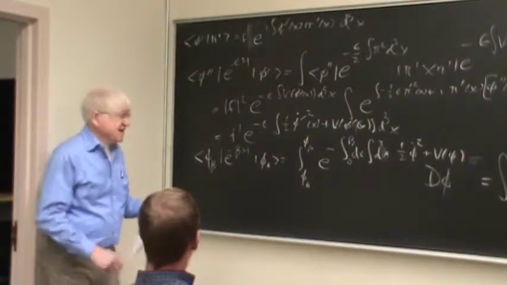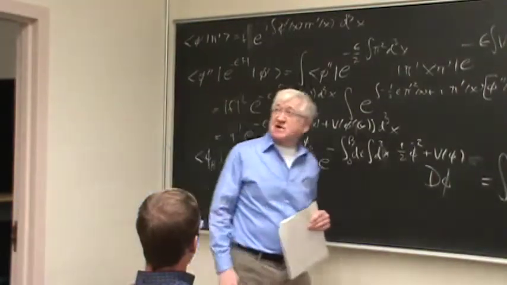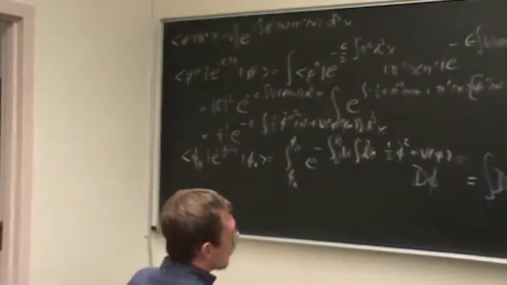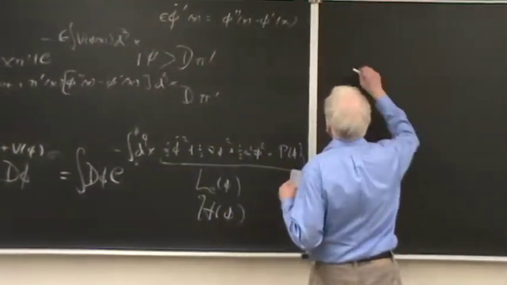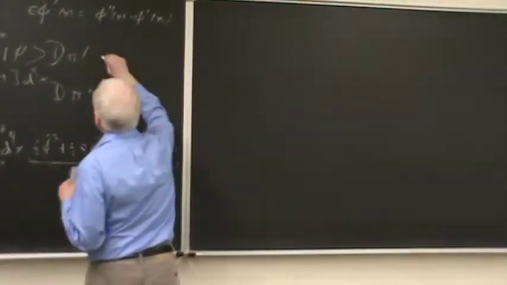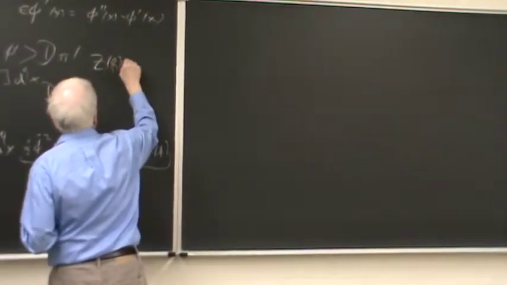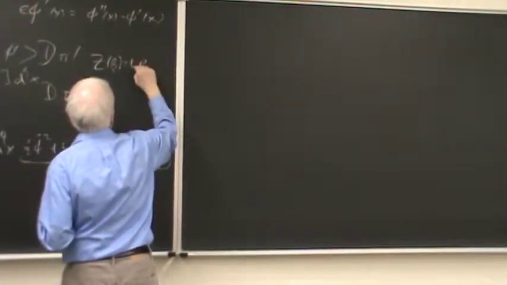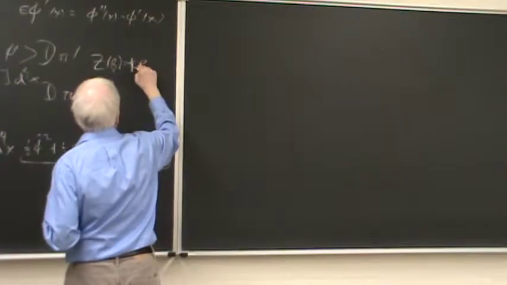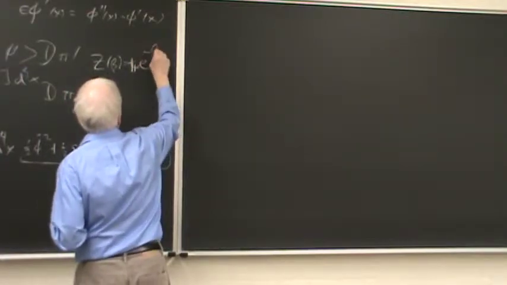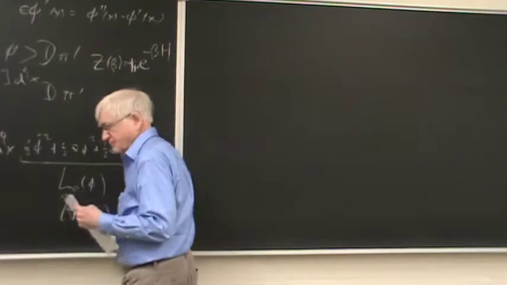All right, well, the next step is to think about the partition function. And of course, the partition function, as you know, is Z of beta, and this is the trace. Trace of e to the minus beta H.